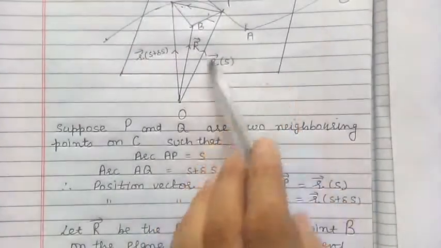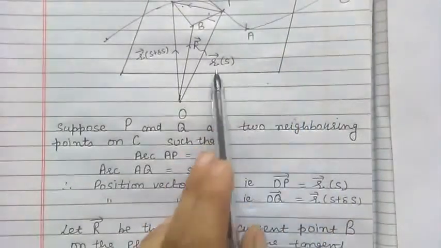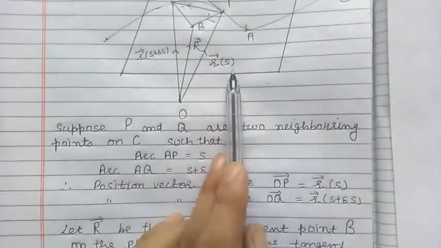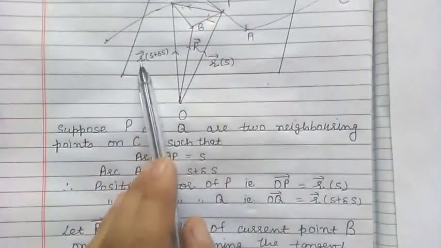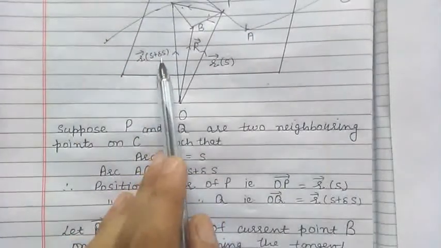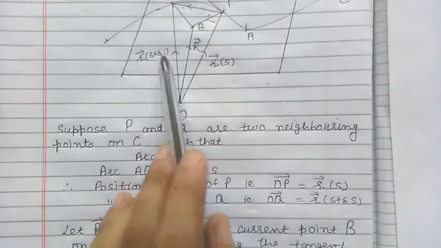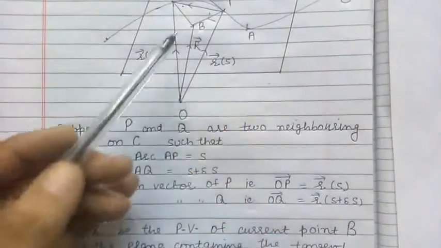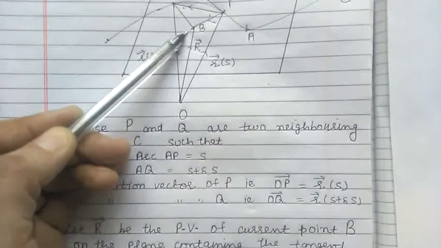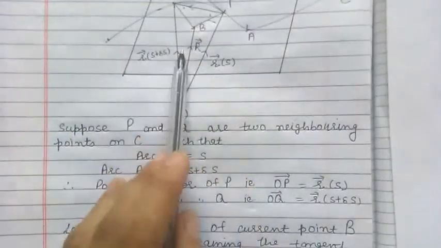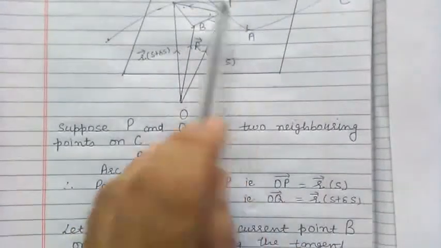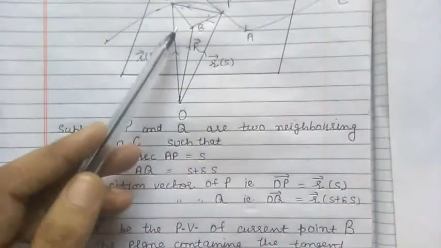Therefore, the position vector of the point P is given by the vector R, which is a function of S, and the position vector of point Q is denoted by vector R, a function of S plus delta S. We have taken a current point B whose position vector is capital R, and this lies in the plane which contains the tangent at the point P and the point Q.